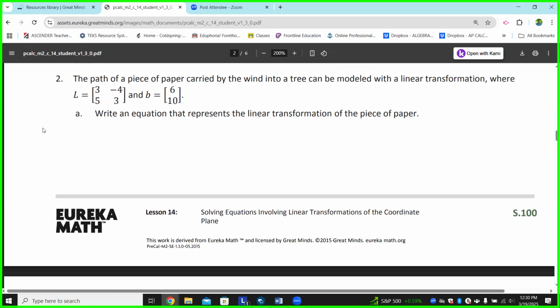All right, so the path of a piece of paper carried by the wind into a tree can be modeled with a linear transformation as such, where the answer is (6, 10). Write an equation that represents the linear transformation of this piece of paper. Basically, what they want you to do is LX equals B. Do that now. Write out the 3 matrices as an equation. Let's see if you can do that without me. And that's all you're doing on part A. It's just writing out this formula right here, LX equals B.